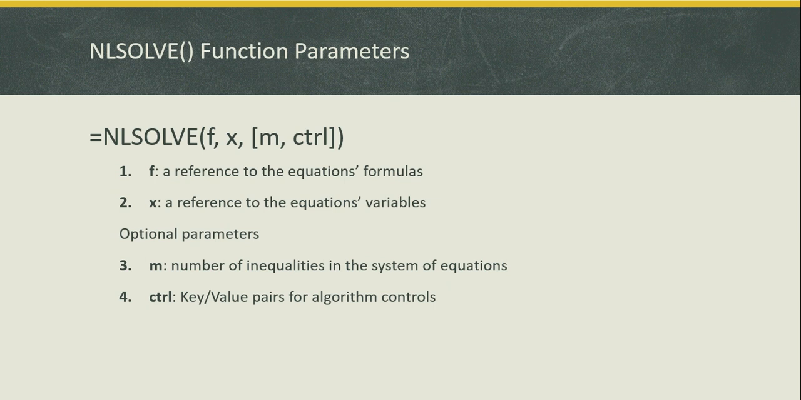NLSOLVE takes only two required parameters. The first parameter is a reference to the equation's formulas, and the second parameter is a reference to the equation variables. It also takes two additional optional parameters. If you have inequality equations in your system, you can pass the number of inequality equations in parameter number 3. And if you would like to change the algorithm parameters, you can do that via key value options in parameter number 4.